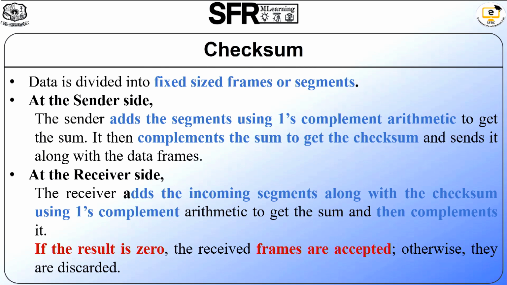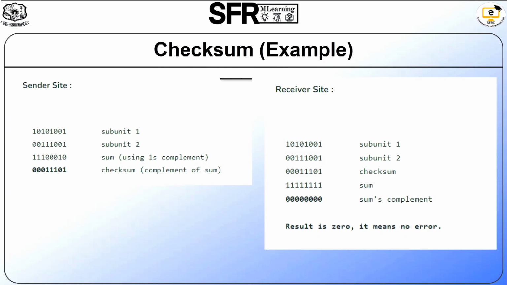At the receiver side, the incoming segments and the checksum value are all added using the ones complement method, and we check the complement of the result. If the result is 0, then there is no error in transmission. If it is not, then there is an error. Okay, so let me show the example.